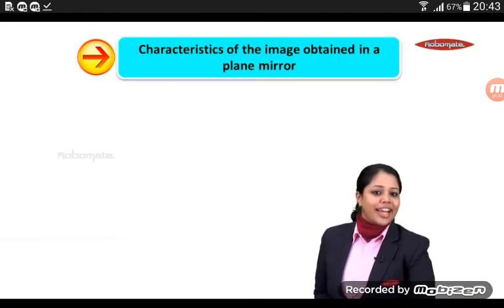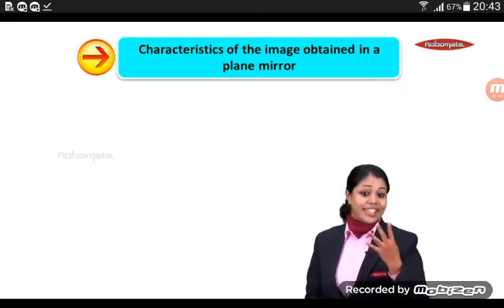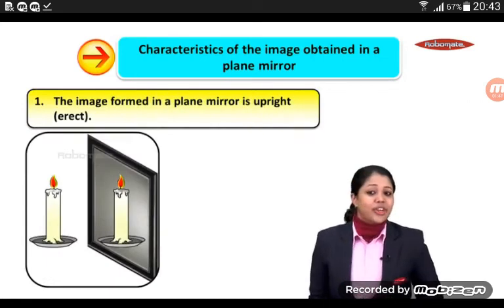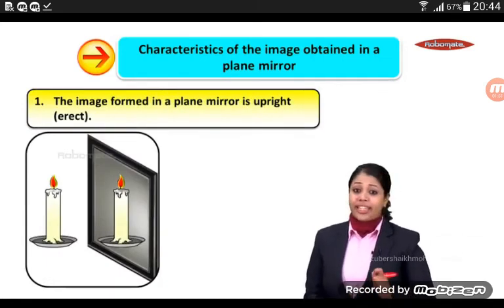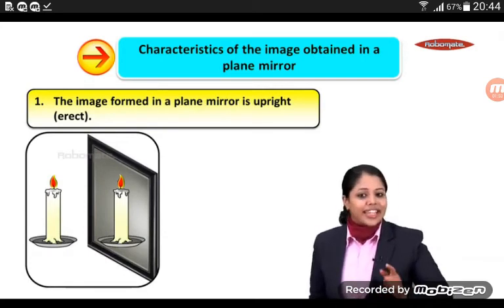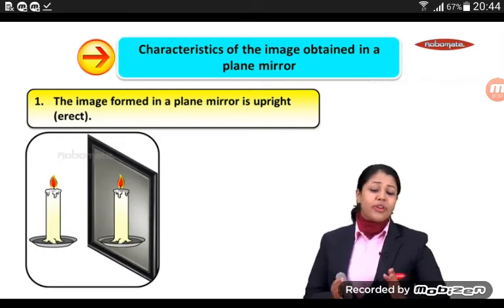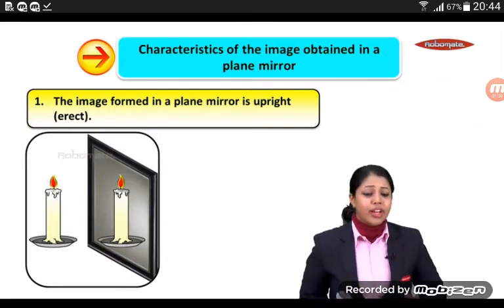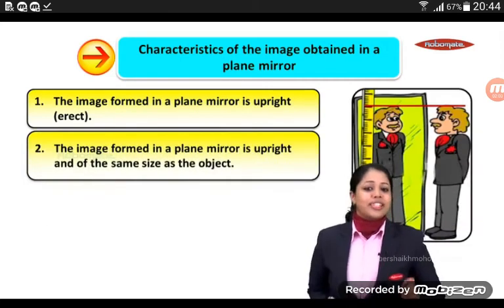Coming to what are the characteristics of image formed in a plane mirror. There are four characteristics. Let's see the first one. The image formed in a plane mirror is upright, that is, it is erect. Now students, upright is very simple, straight. If you go and stand in front of a plane mirror, you always see your image upright, right? So that is the first characteristic.